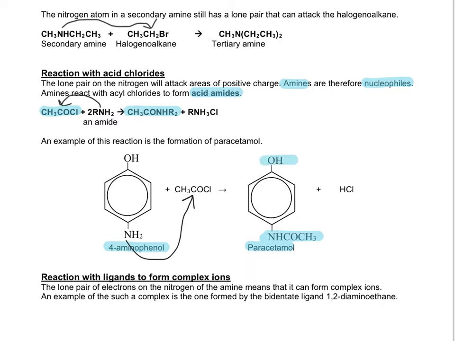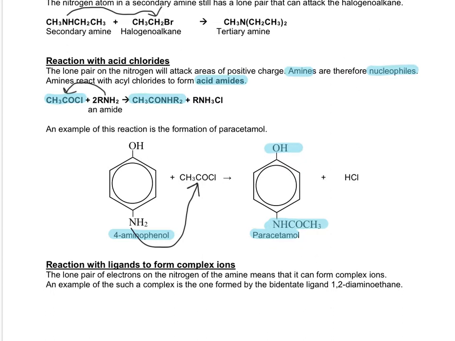This topic also links in with what you might have done in your transition metals about bidentate ligands, and the lone pair of electrons on the nitrogen of your amine means that it can form these complex ions such as 1,2-diaminoethane, forming a complex with a transition metal.